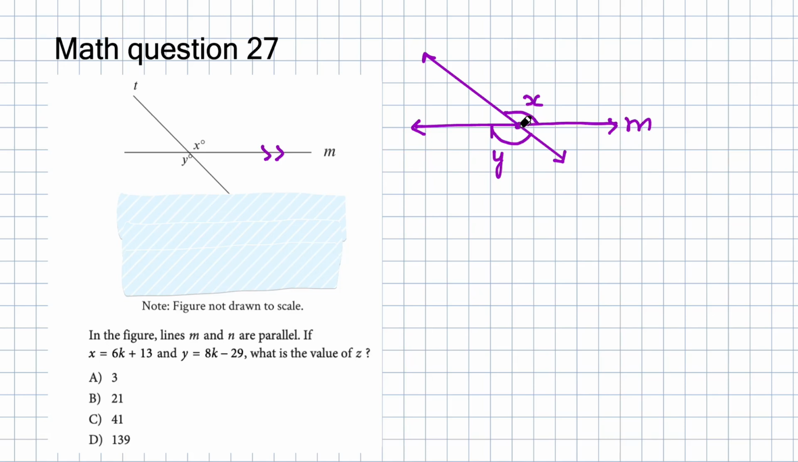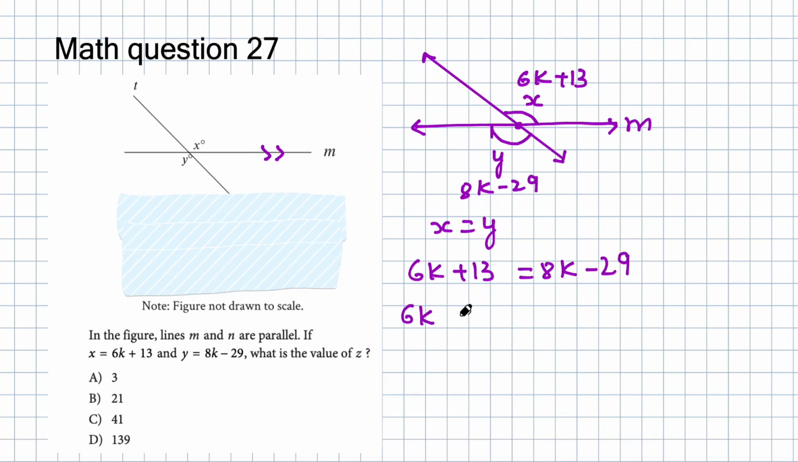So if this is the point of intersection, these are opposite angles, right? One x and one y, these are opposite. So vertically opposite angles are equal. Now x is given as 6k plus 13 and y is given as 8k minus 29. So if x is equal to y, because of vertically opposite angles, that means 6k plus 13 is equal to 8k minus 29. So first step, subtracting 8k on both sides: 6k minus 8k plus 13 is equal to 8k minus 8k minus 29.